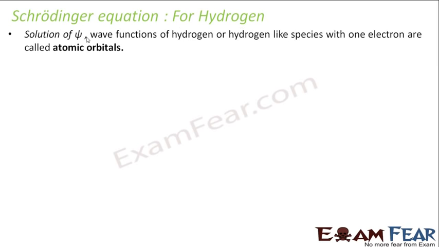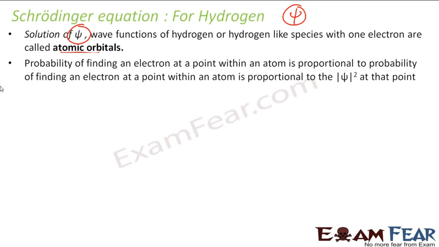For hydrogen and hydrogen-like species with one electron, the solutions for psi, the wave functions, are called atomic orbitals. So this gives atomic orbitals. We'll discuss what an atomic orbital is. The wave function gives atomic orbitals where the probability of finding the electron is generally 95%. And the probability of finding an electron at a point within an atom is proportional to psi square at that point.